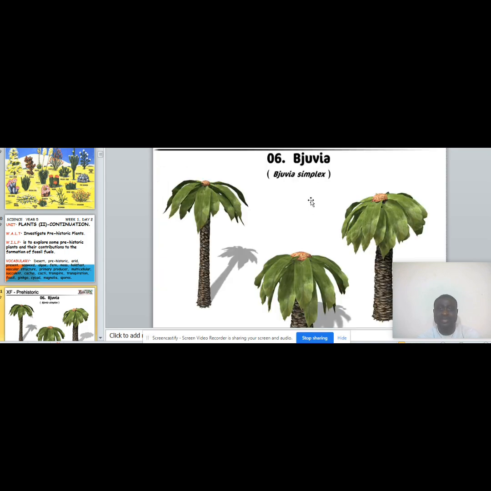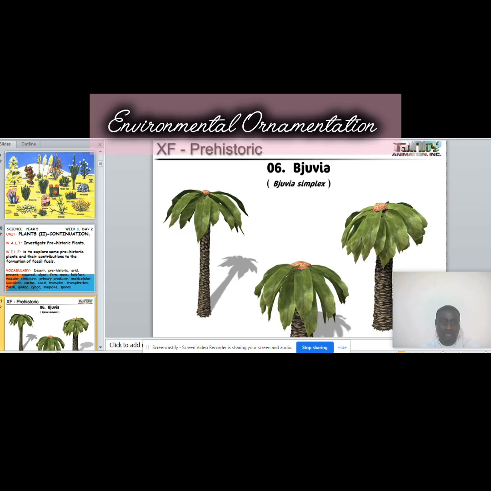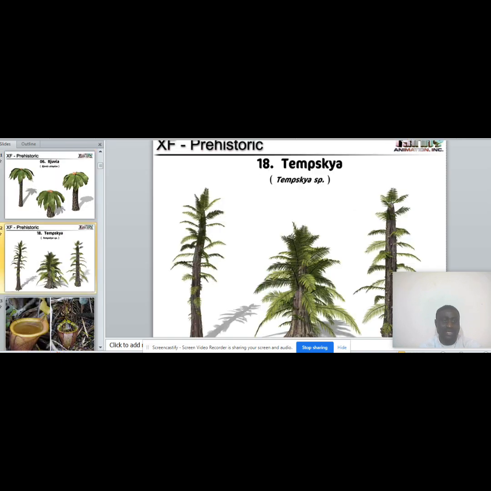Now on this slide I have what we call the Juvia plant. The scientific name or the botanical name is Juvia simplex. Now, if you look at the structure of this plant, it takes the form of a palm tree, just like the palm tree we have today, but it has an ancient kind of leaf formation and arrangement compared to the current palm trees we have today. So this is one of the prehistoric plants that existed millions of years ago and also has a contribution to the environmental ornamentation.